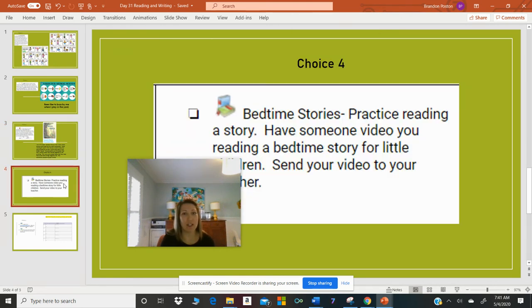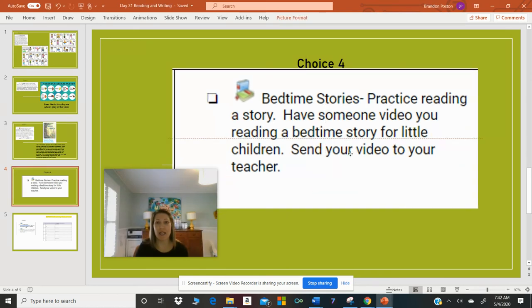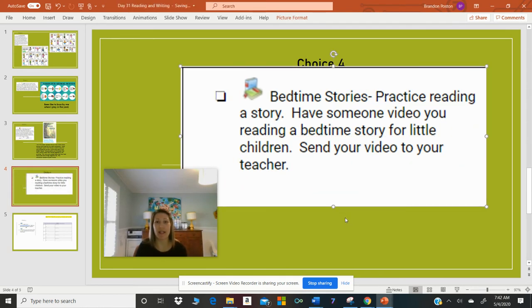Choice number 4. It says bedtime stories. Practice reading a story. Have someone video you reading a bedtime story for little children. Send your video to your teacher. So you can just have someone record you reading a bedtime story.